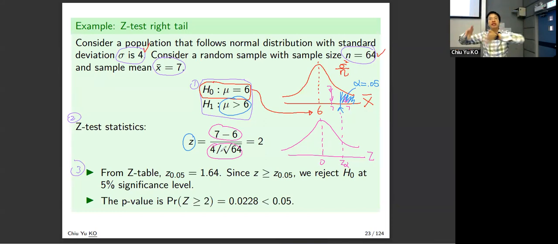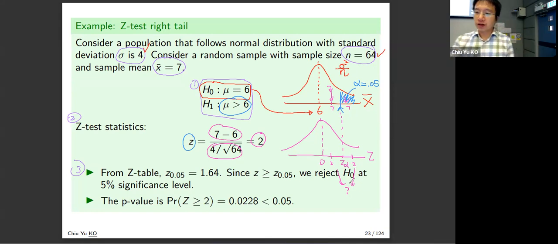Let me repeat the statement. Z is how many SD is different from the mean, right? The difference between 6 and 7 is 1. And look at the SD: 6 over root 4 is half, right? So that's why it is 2 SD here. That's why 2. And the question is, is 2 here or is 2 here? So that's the question. Where is it?